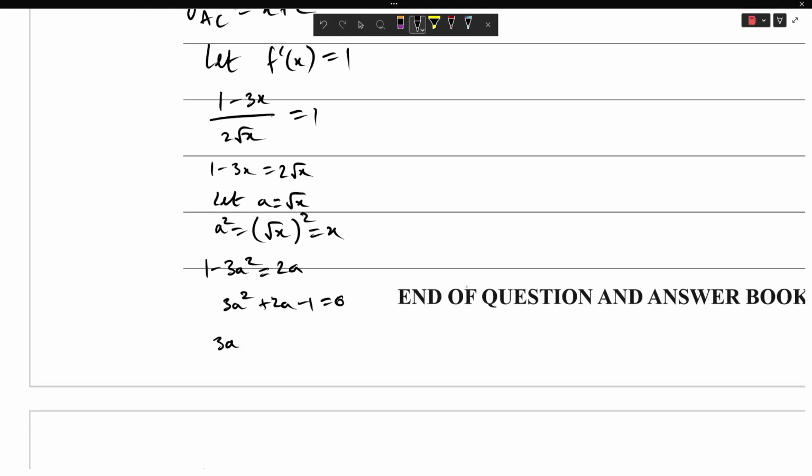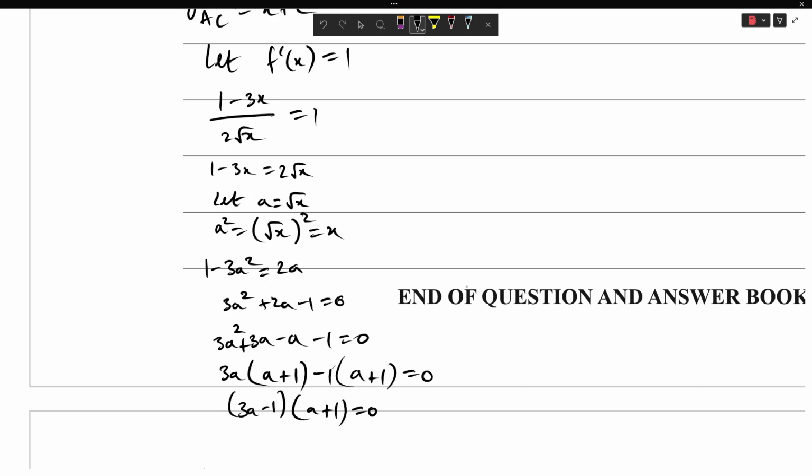Now we need to factorize this. And I'm going to do that using the numbers 3a minus a, and then of course minus 1 has to equal 0. I'm going to take a 3a out of this, that'll leave me with a plus 1. I'm going to take a negative 1 out of this, and that's going to leave me with a plus 1. This has to equal 0. And then of course we have 3a minus 1 times a plus 1 has to equal 0. From null factor law, we know that a can equal 1 over 3, or a can equal negative 1.